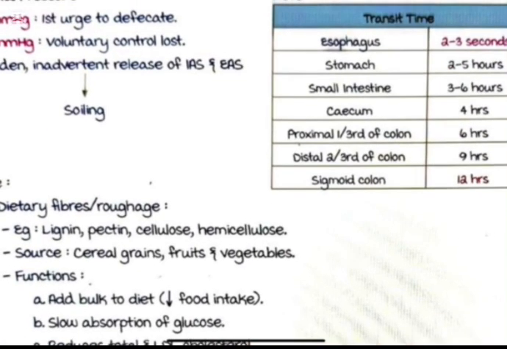Rectal pressure of 18 mm Hg is the first urge to defecate. At 55 mm Hg there is loss of voluntary control, with sudden inadvertent release of the internal and external anal sphincters, causing soiling.